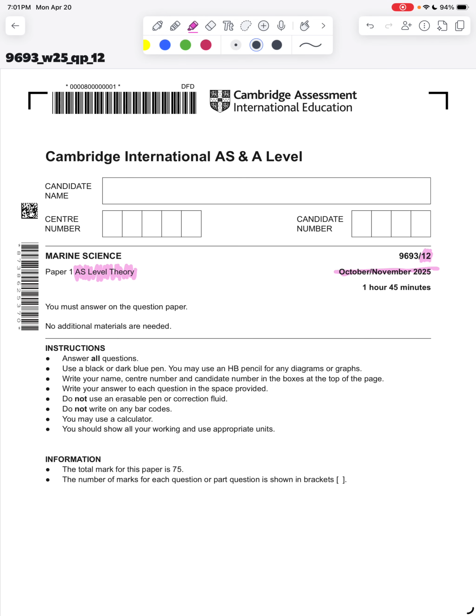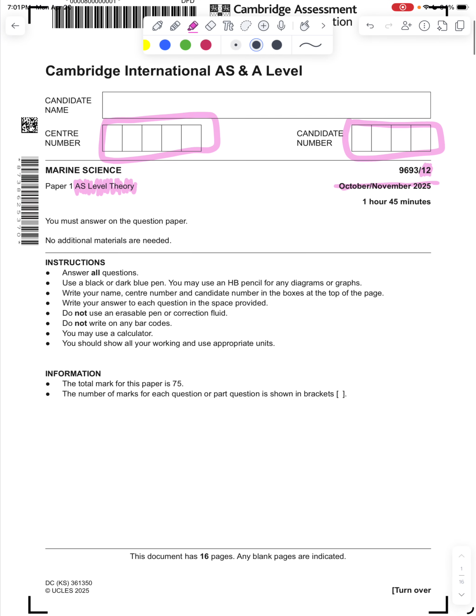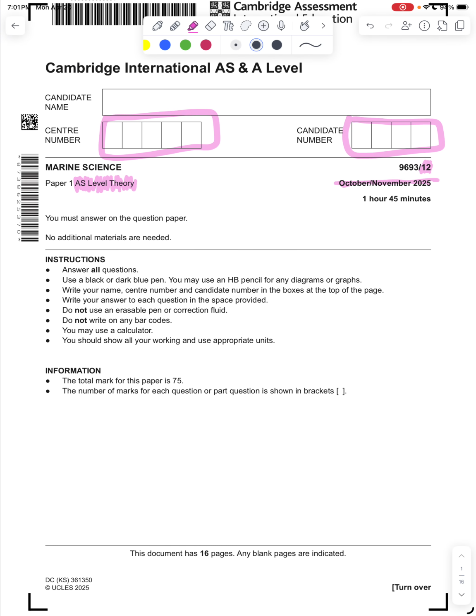On the front, you'll put your name and then the center number and then your 4-digit candidate number. For this exam, we're going to use pen, black or dark blue. We are not going to use a gel pen or erasable pen. We're going to use pencil for any diagrams or graphs that we need to do. There will be no graphs on this paper, but if there's anything that you need to label or something that you need to manipulate or put a mark on that you cannot correct if you make a mistake, then we want to do pencil.